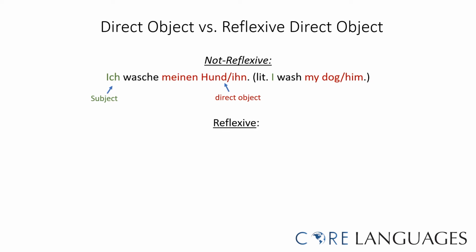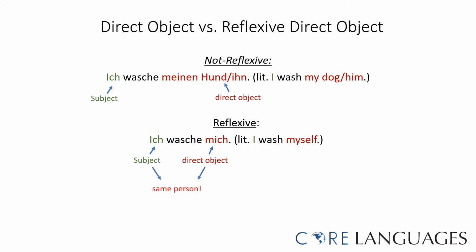Here's an example of a reflexive direct object. Ich wasche mich. I wash myself. Ich is the subject, and I'm also the direct object, so I need to use the reflexive pronoun mich. The subject and the direct object are the same person.